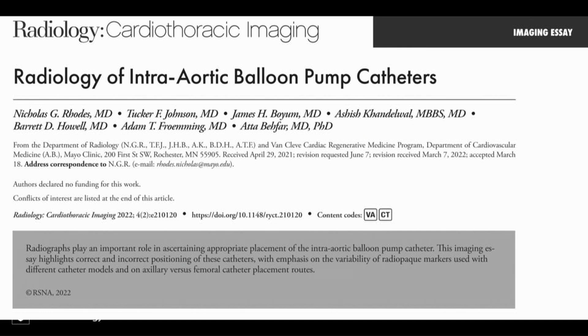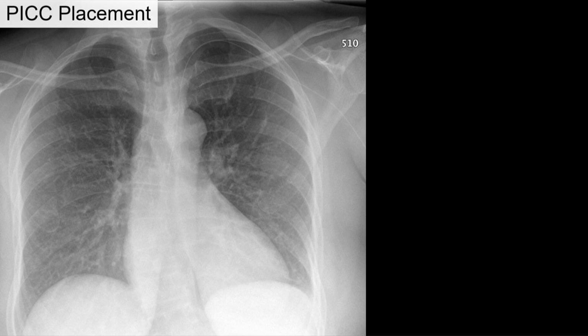All right, so those of you interested in more information, this was a great imaging essay last year in Radiology, Cardiothoracic Imaging. I urge you to take a look. All right, so let's turn our attention a little bit to other catheter placement.